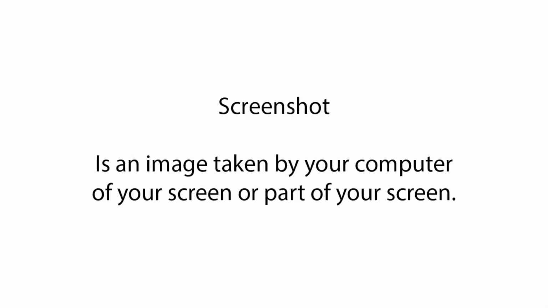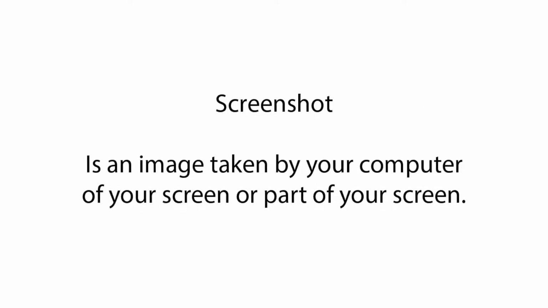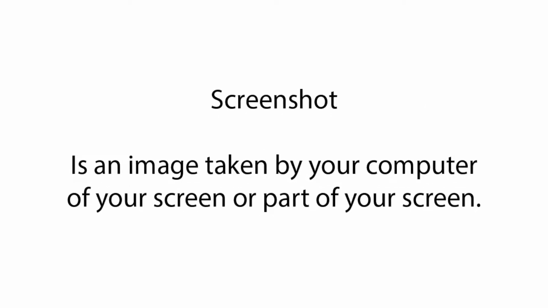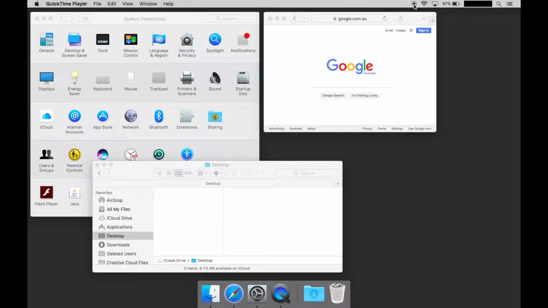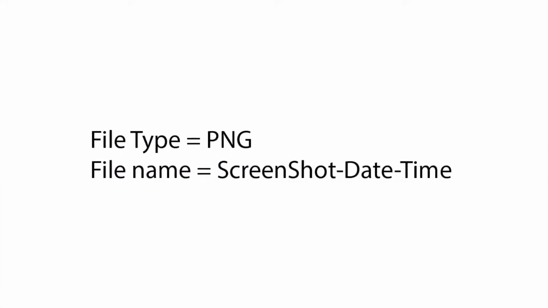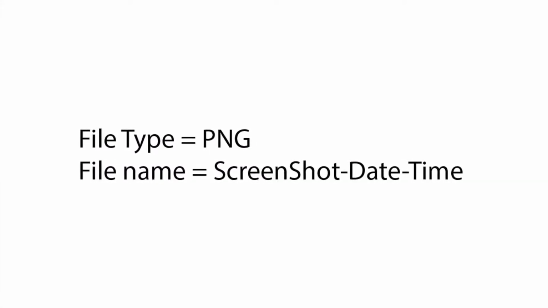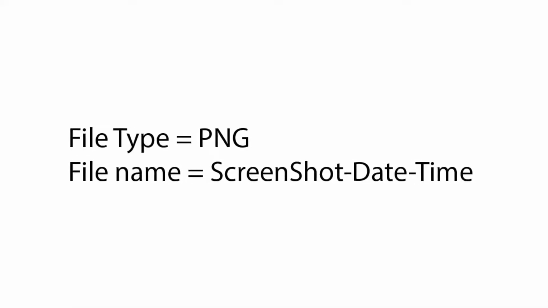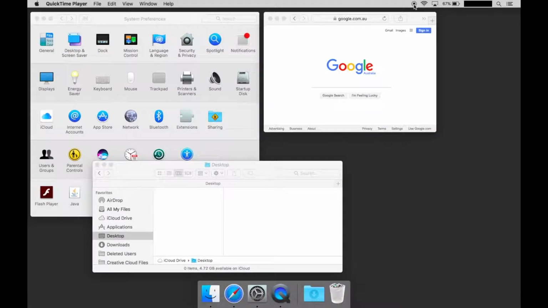What is a screenshot? A screenshot is simply an image taken by your computer of your screen or part of your screen. When you take a screenshot on a Mac, the image is saved as a PNG file and placed on your desktop with a file name that includes the date and time that it was taken. One more little thing to remember before we get started is if you want to come out of the screenshot mode, you need to press the escape key.